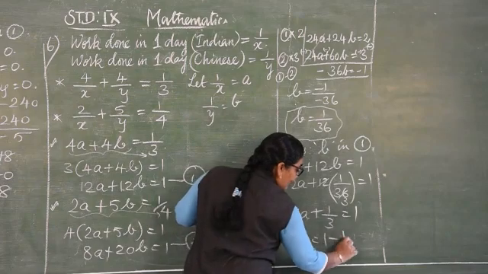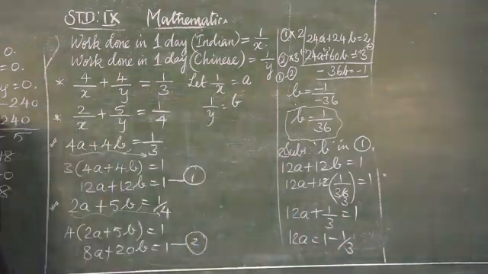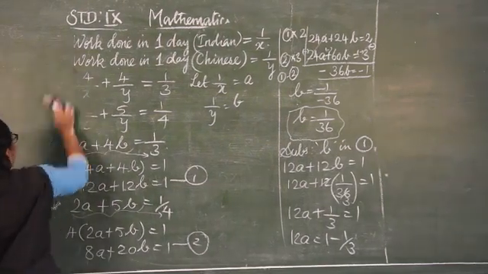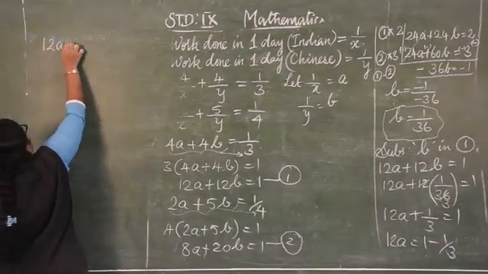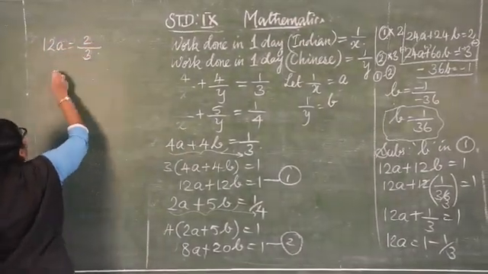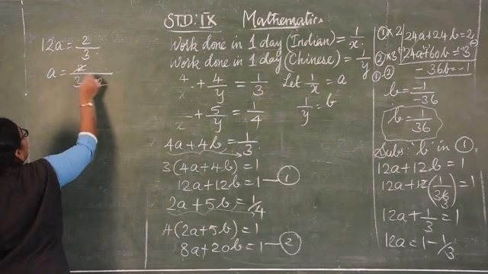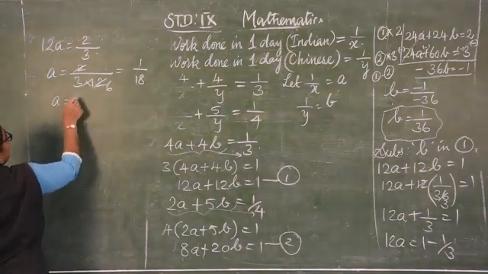12a is equal to 1 minus 1 by 3. 1 minus 1 by 3 we know very well, it is 2 by 3. For that also I don't want to explain by the LCM method. So 12a is equal to 2 by 3. a is equal to 2 by 3 into 12. Cancellation by 6. So a is equal to 1 by 18.